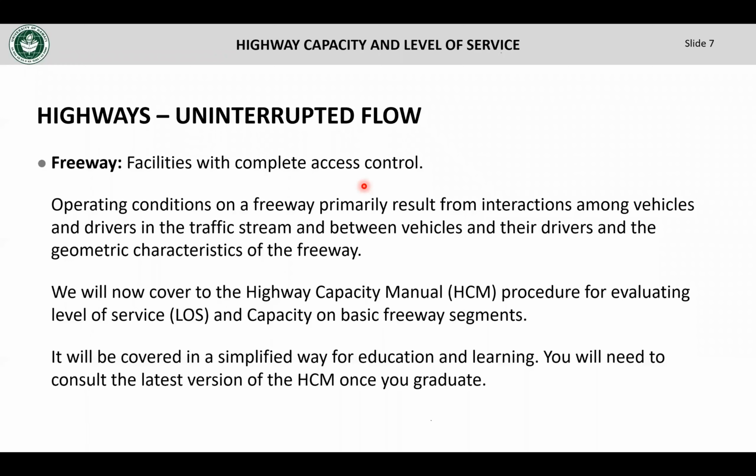In addition, there are no signals, right? So no stop signs or yield signs on the freeways. You will find some of those on ramps and off ramps, but not on the main line of the freeway.